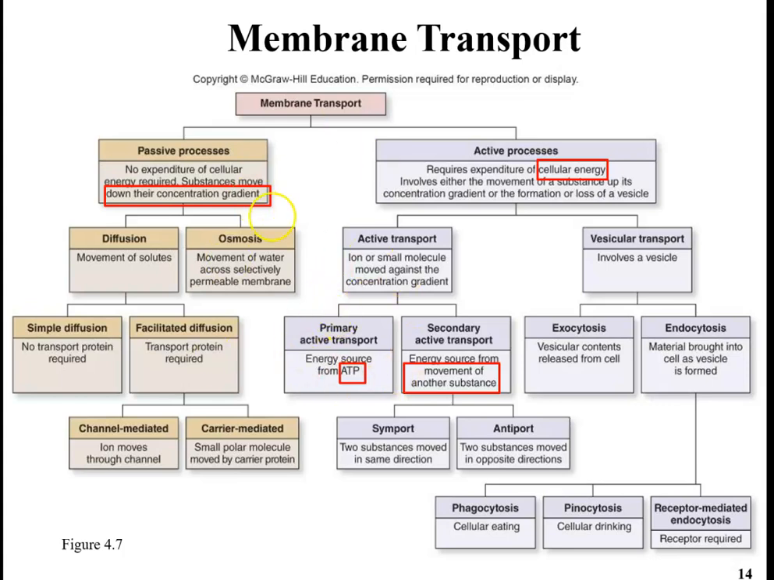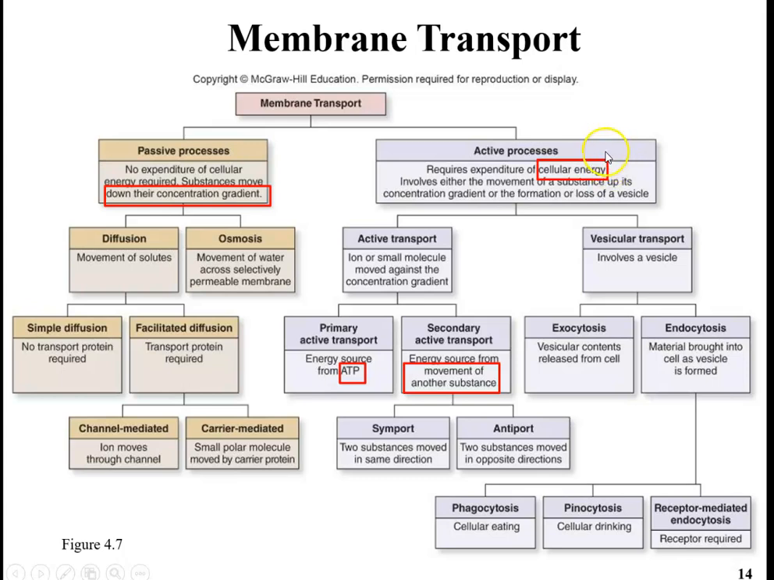So you have primary active transport. This is where the energy source is from ATP. Then you have secondary active transport, and this is where the energy source is from movement of another substance. And this is where your symports and your antiports come into play. In a symport, two substances are moved in the same direction across the membrane. In an antiport, the two substances are moved in opposite directions across the membrane. And I'll show you what we mean here in just a little bit.